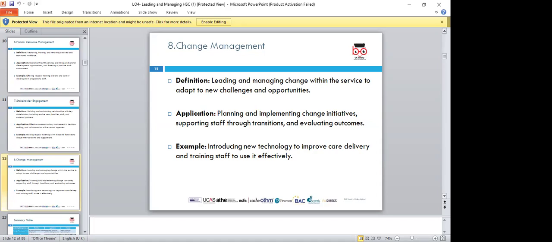Planning and implementing initiatives, supporting staff through transition, evaluating outcomes, and even training and orientation so they could understand the changes that have been provided or that will be ongoing. Example, introducing new technology to improve care delivery and training of staff to use it effectively.